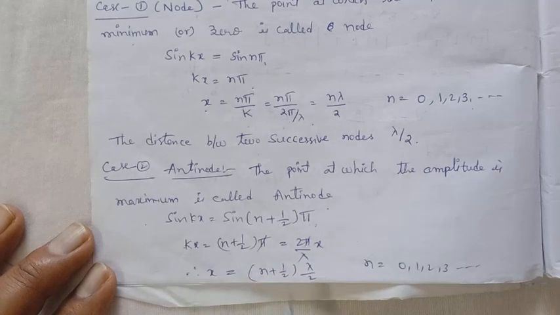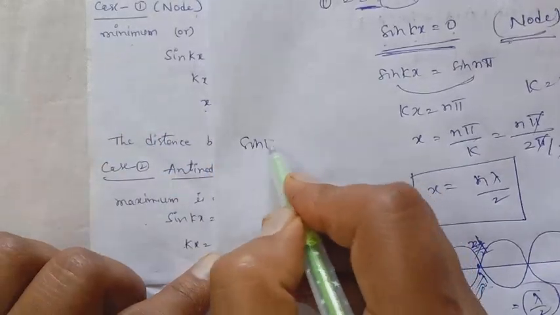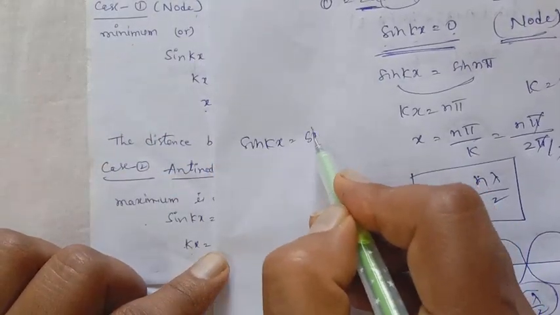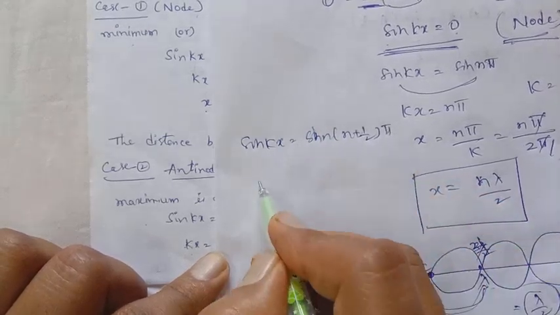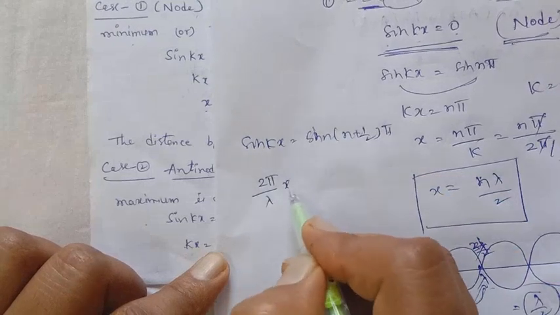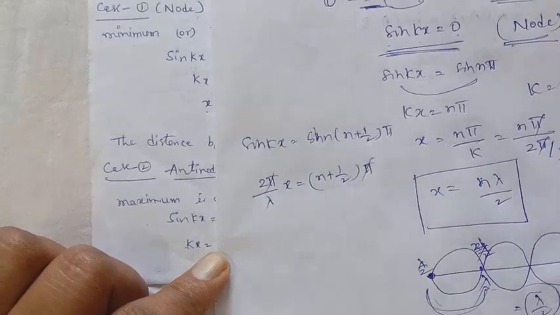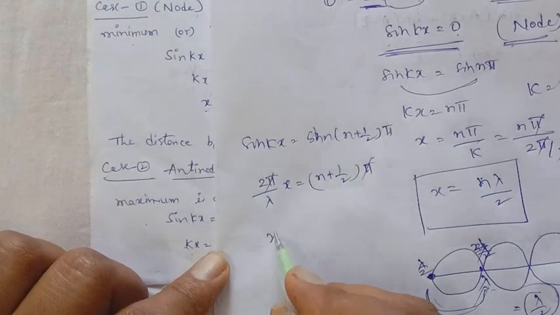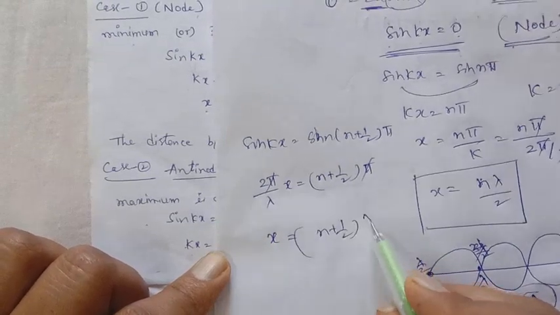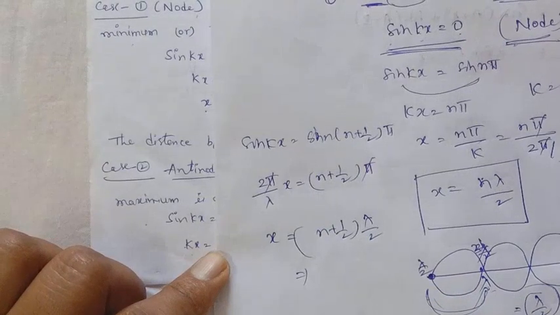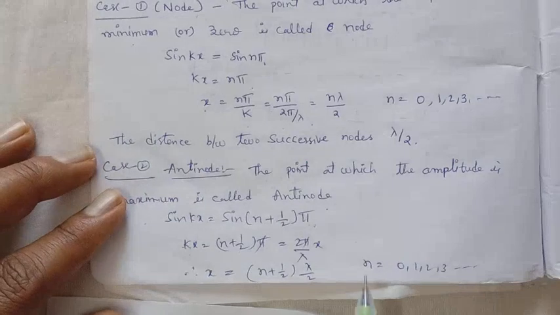But k is already known. What is the expression we are taking? Sine kx is equal to sine of (n plus half) pi. You have to compare. K means 2 pi by lambda, times x, is equal to (n plus half) times pi. Pi gets cancelled. Then x is equal to (n plus half) lambda by 2.